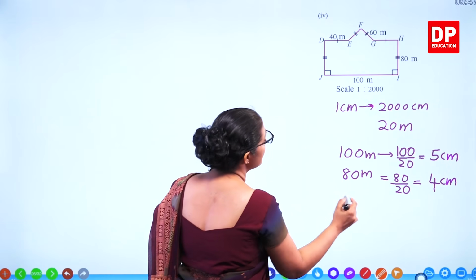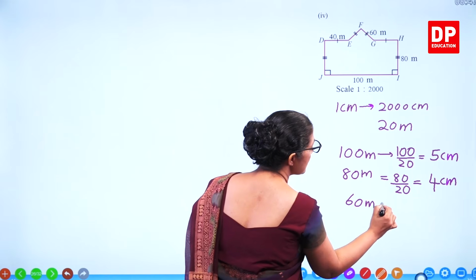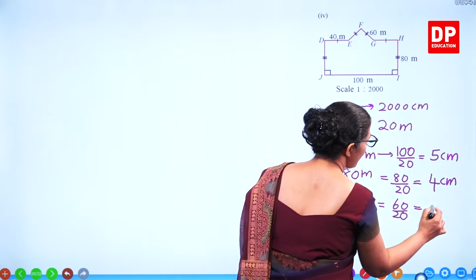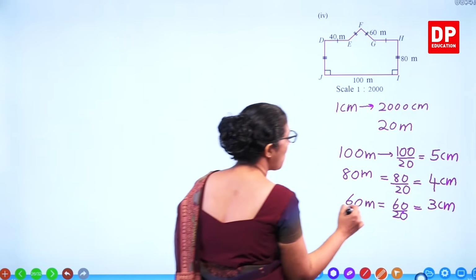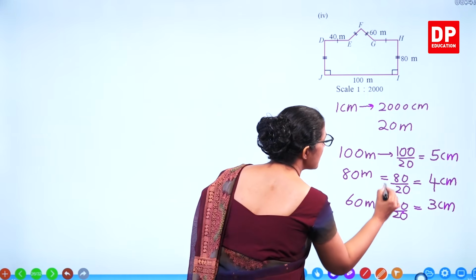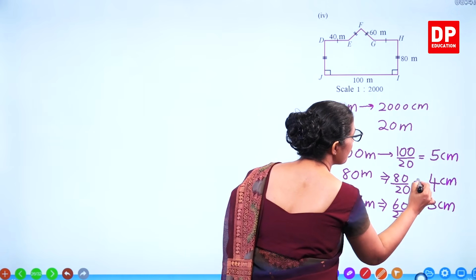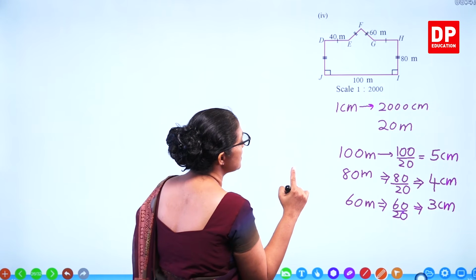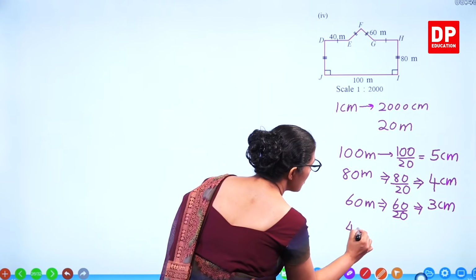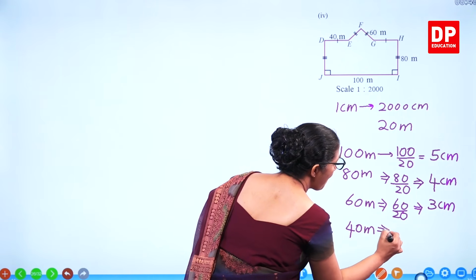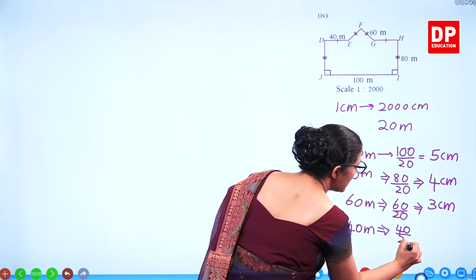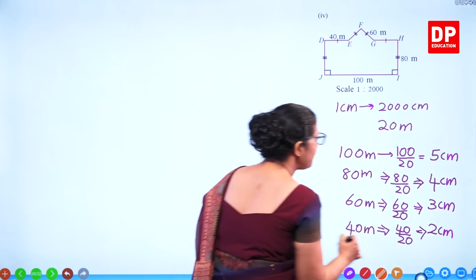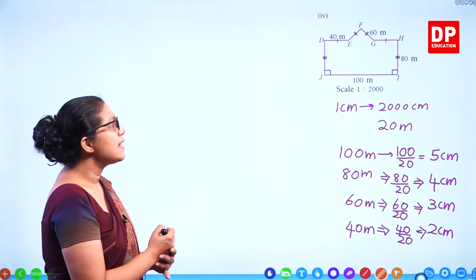We need 60 meters. 60 divided by 20 means 3 centimeters. I'll put arrows here. And what's the other length we need? 80, 60, 40. 40 meters means 40 divided by 20, that's 2 centimeter length. Now we can draw the scale diagram.